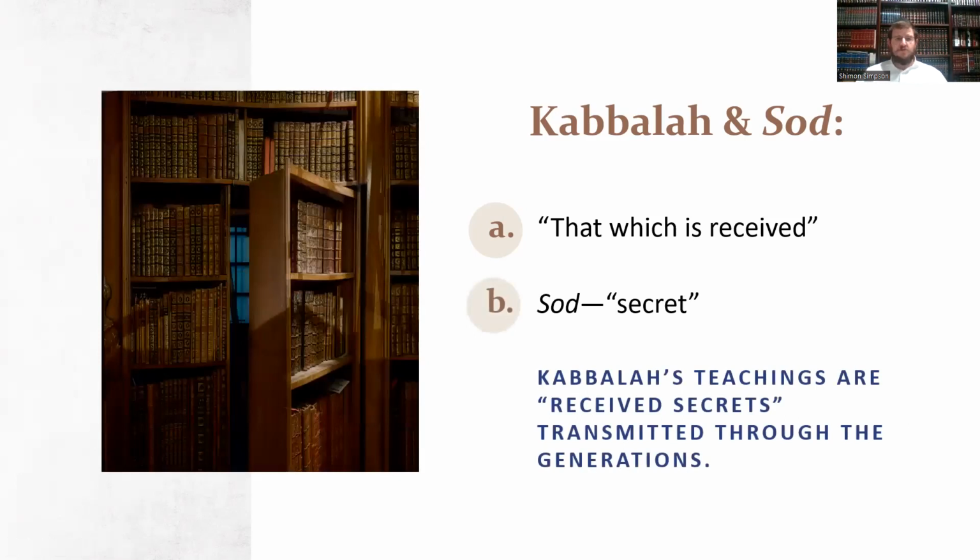These are the 2 names with which this dimension of Torah is generally referred to, and that is because Kabbalah's teachings are received secrets. What does that mean? These are secrets of the Torah, the esoteric dimension of Torah that were transmitted through the generations from teacher to disciple, by a select number of individuals while being carefully concealed from everybody else.